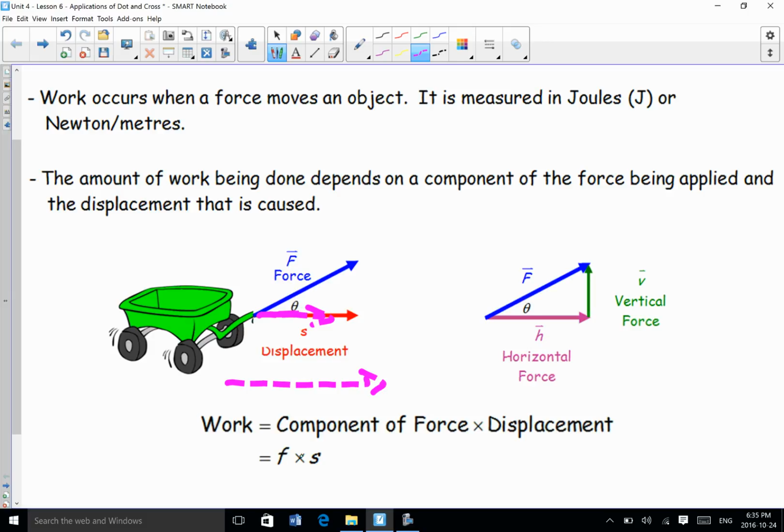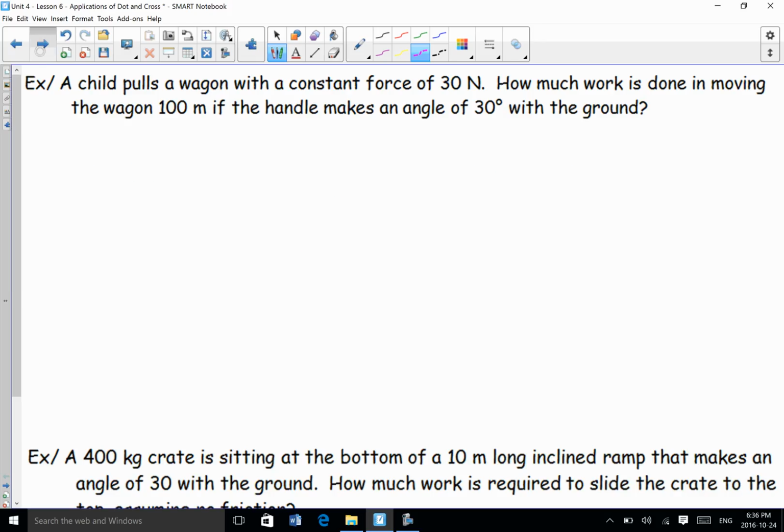Okay, so we have a little formula for work. It's your component of force, that would be your horizontal in this case, because you want to move your wagon horizontally, times how far you need to move something, so the displacement of the object. Okay, so a simple example of it.